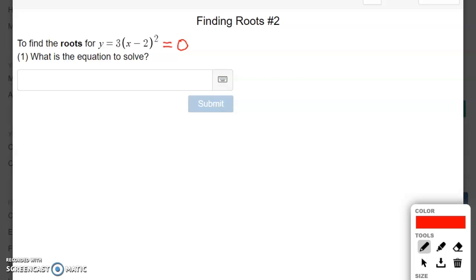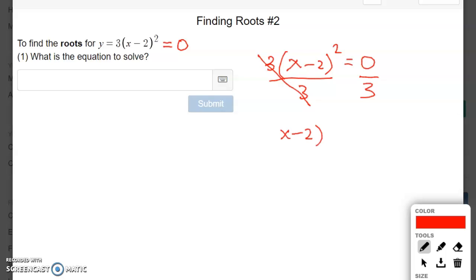And hopefully you know how to do this. The question is not asking you to do it, but I'm just going to show you how to do it. Again, the easiest method, because we have something squared is equal to some number, and 0 is still a number, so I am going to use square rooting. I'm going to divide both sides by 3. 0 divided by 3 is still 0. So that means (x minus 2) all squared is equal to 0.